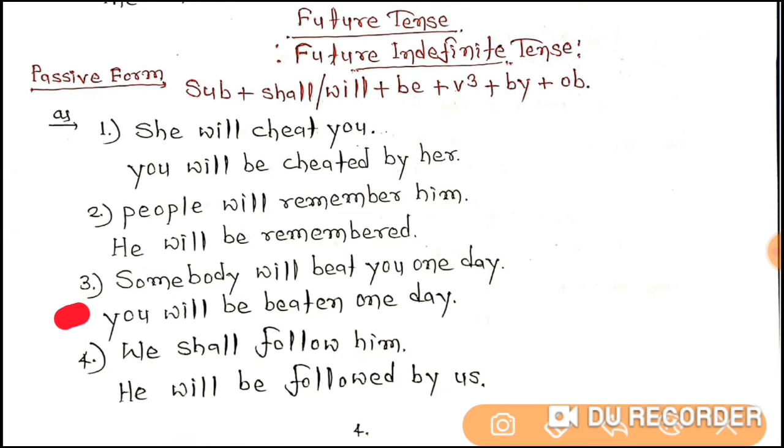Now the third example is what? Somebody will beat you one day. Again here, students, somebody is the subject that you have to remove. This means you don't have to use by here. So somebody will beat whom? Then your object is you. So you have to take out you and put you at the place of the subject of passive voice. So you will be beaten one day. There is no need to use by somebody. But students, if you use by somebody, your sentence will not become wrong. Remember this.